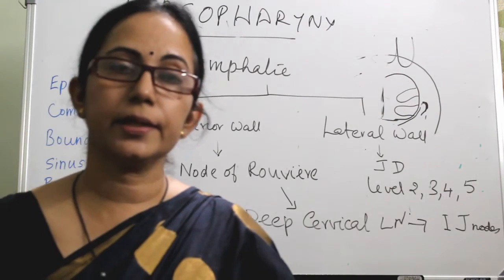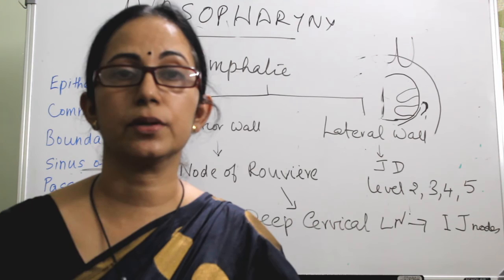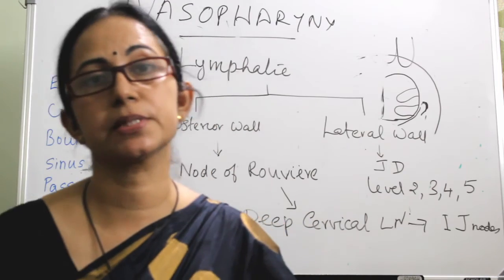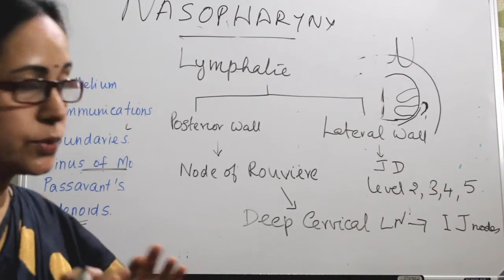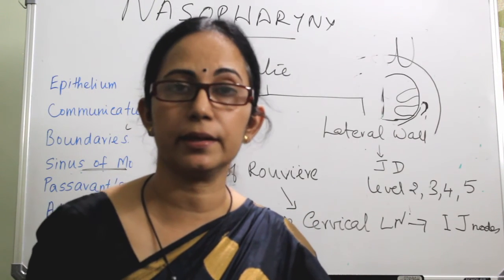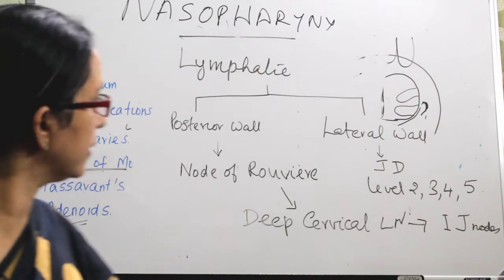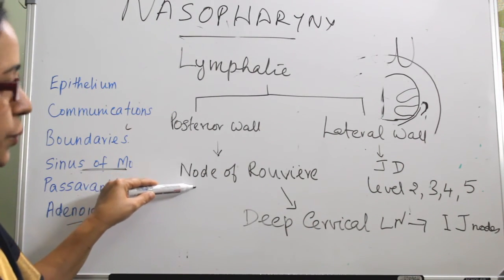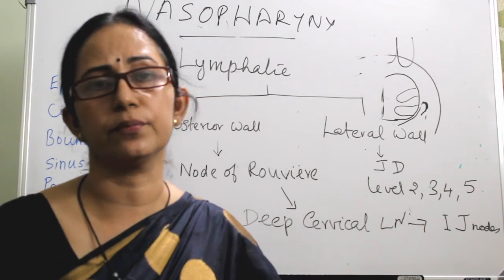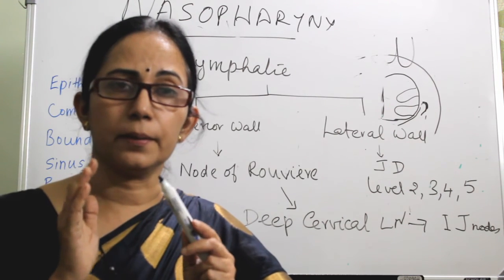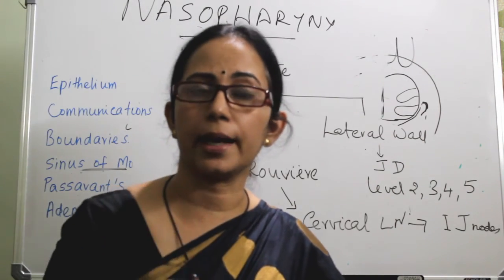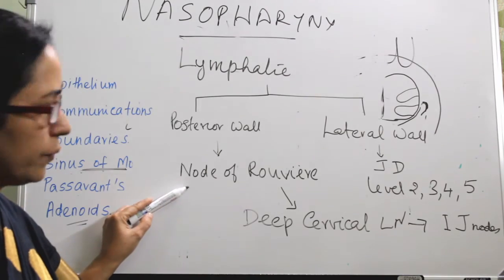The lymphatic drainage of the nasopharynx is very important because it plays a major role in the spread of tumors, especially nasopharyngeal carcinoma. There is a rich network of capillary lymphatics in the mucosal layer. From the posterior wall, it will go to the node of Rouvier. What is this node of Rouvier? It is a retropharyngeal lymph node. There are median and lateral groups; the medial group atrophies with age, and the lateral retropharyngeal node is otherwise called the node of Rouvier.